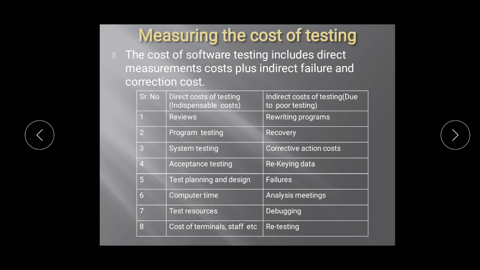Computer time is analysis meeting. Analysis means computer time; when everybody is working they have to work hand in hand, so computer time is also important. Test resources, debugging every time: whatever resources we have, keep on checking those resources and access accordingly. Cost of terminals and staff, etc. So retesting, cost of terminals means how many modules are there, how much we are working on each module, all such things are considered in this.